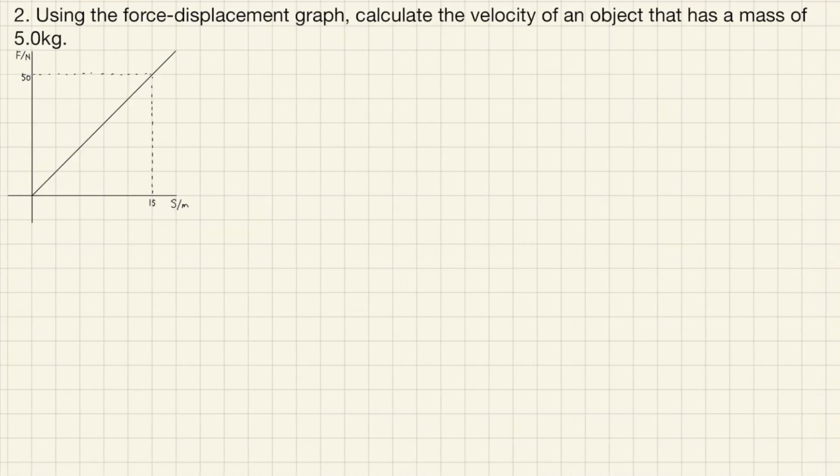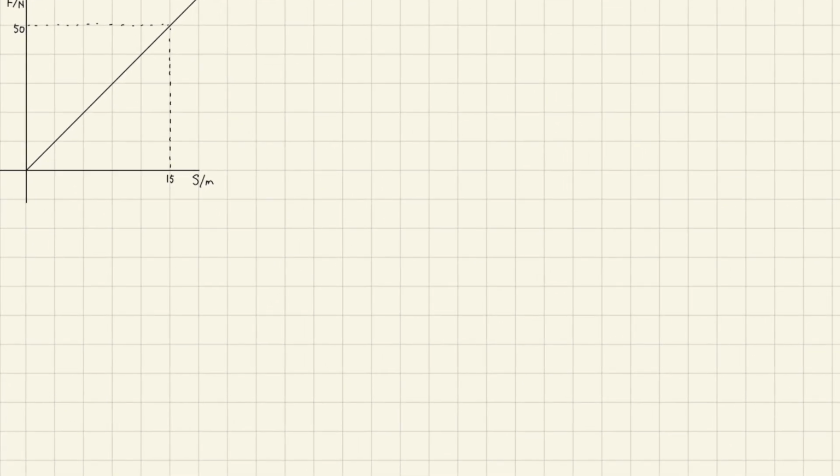Moving on to the second question, using the force displacement graph, calculate the velocity of an object that has a mass of 5 kilograms. The trick to this question is to be able to recognize that the area under the linear line in a force displacement graph is the work done, since work is force times distance. Therefore, we can find the work done to be 375 joules.